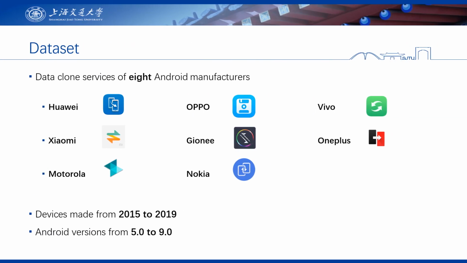We collected data clone services of 8 popular Android manufacturers as experimental targets. These data clone services are integrated in off-the-shelf Android phones released during 2015 to 2019. And the Android systems installed on these phones ranged from version 5 to 9.